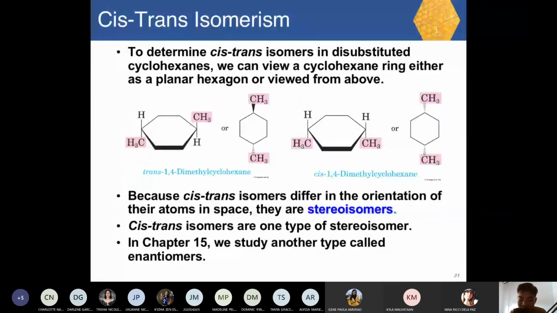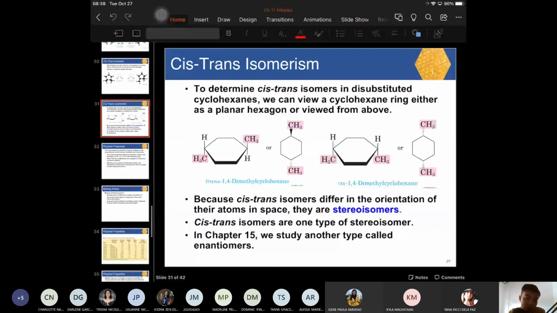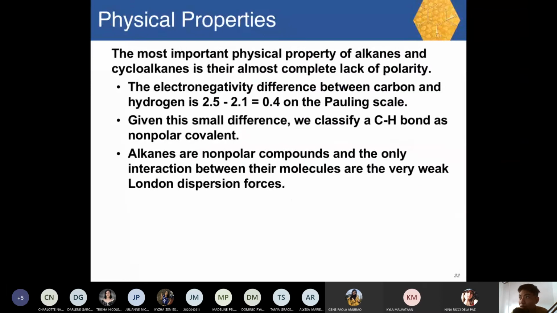So, with that, di pa tapos tayo sa alkanes, pero malapit na tayo matapos talaga. Okay? So, we are done naming alkanes and cycloalkanes na. So, ngayon naman, let's proceed with the physical properties of your alkanes. No? So, what do we know about alkanes? What we know about alkanes is that the bonds are nonpolar.